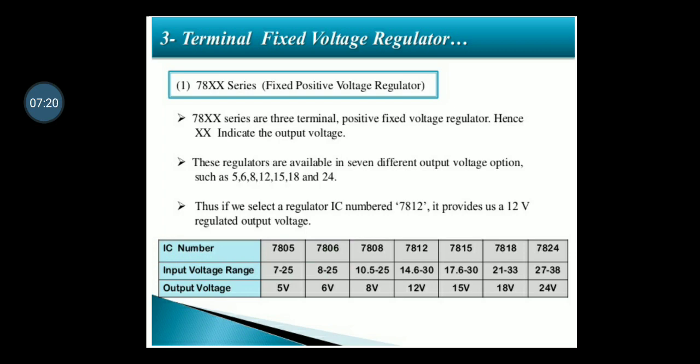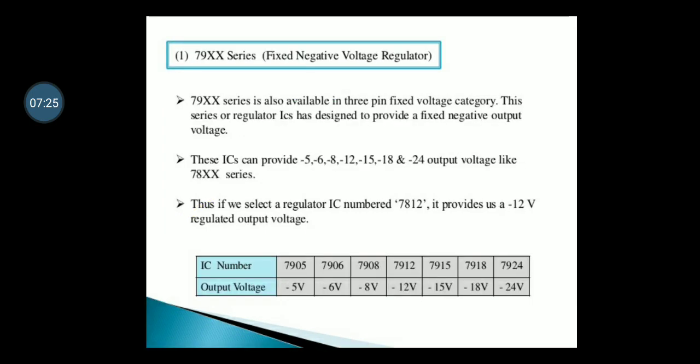Here is the box provided for the input voltage range and the output voltage range. Next one is the 79XX series fixed negative voltage regulator. The 79XX series is also in the 3-pin fixed voltage category. These regulator ICs are designed to provide a fixed negative output voltage. These ICs can provide -5, -6, -8, -12, -15, -18 and -24 volt output like the 78XX series. Thus, if we select a regulator numbered 7912, it provides a -12 volt regulated output voltage.